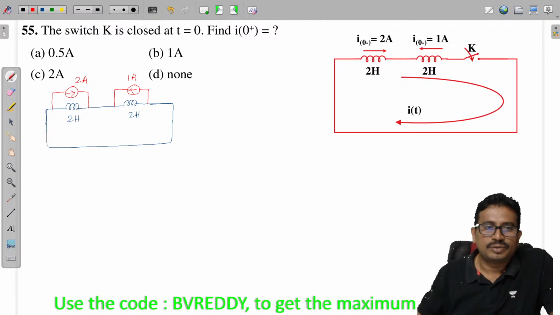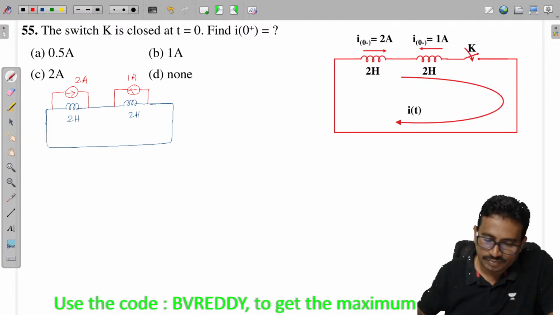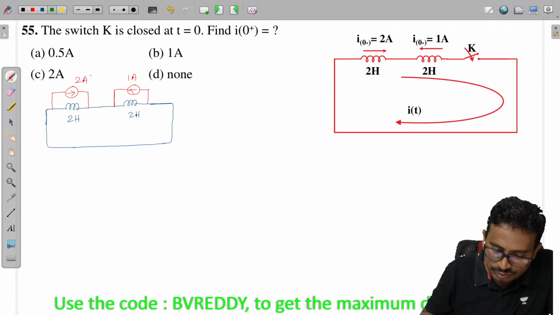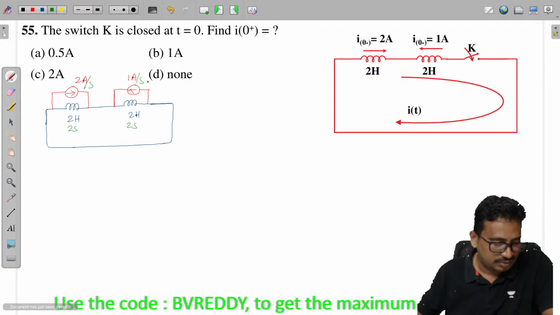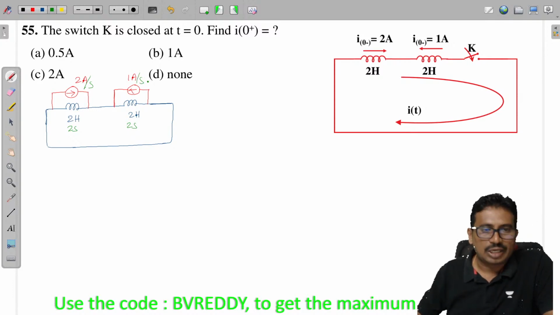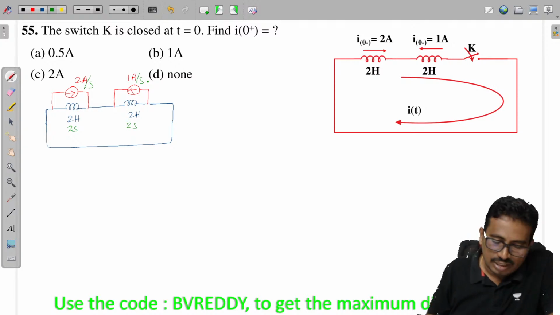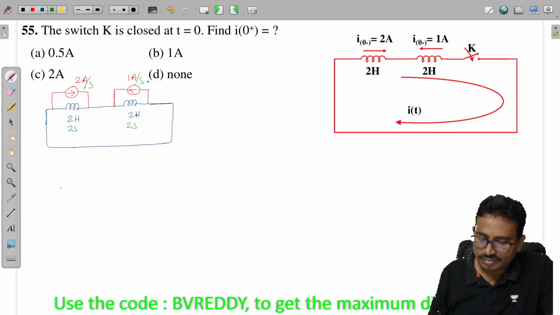So what we can do, the two inductors are ideal inductors, they are connected. So let us go to the Laplace domain, the S domain. If I convert to the Laplace domain, this is 2 by S, and this is 2S, and this is 2S, and this is 1 by S. Now we can apply source transformation here.